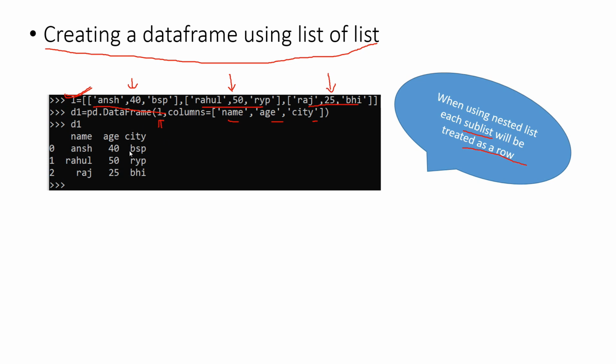On specifying this, you can see here 0 1 2, that is the default index, and here we are giving the names of the columns, that is name, age and city. So Ansh, 40 and BSP. You can see that a single sublist here is treated as a single row.